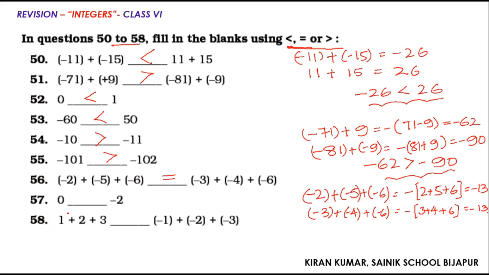0 is larger compared to the negative number minus 2. In turn, 0 is always larger than any negative number.